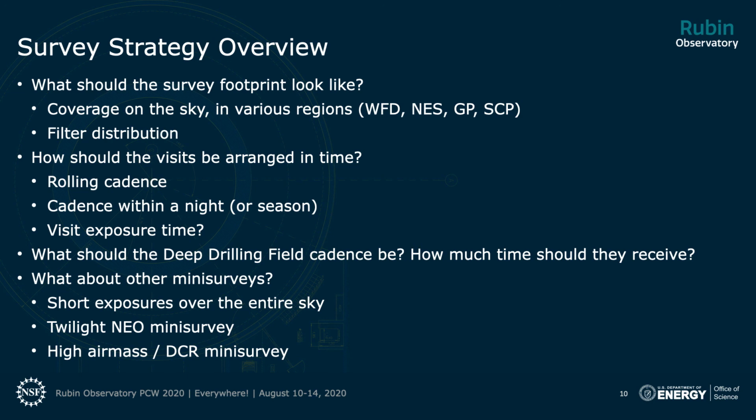What should the deep drilling field cadence be and how much time should they receive relative to the wide, fast, deep? And what about other mini surveys? If we have time available, can we do short exposures over the entire sky, add a twilight NEO mini survey, add high air mass observations for DCR? So these are some of the questions. The primary thing you should take out of here is what the footprint looks like and generally how we're putting visits on the sky.